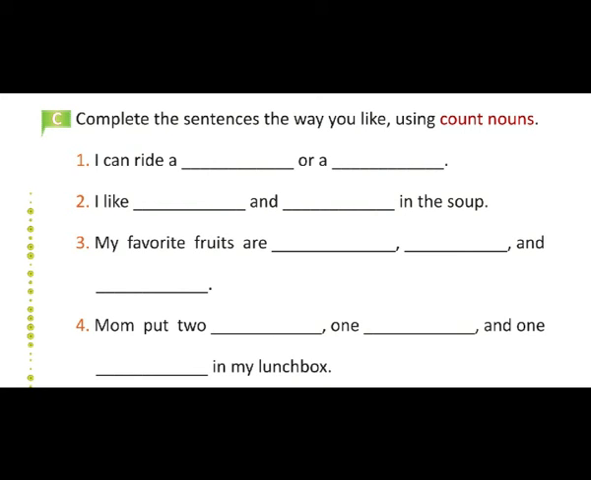Number 2. I like, blank, and, blank, in the soup. What do you like in the soup? I like, for example, I can write carrots and peas in the soup. Number 3. My favorite fruits are, blank, blank, and blank. I have 3 spaces. What is your favorite fruit? You can write pears, peaches, strawberries, bananas.